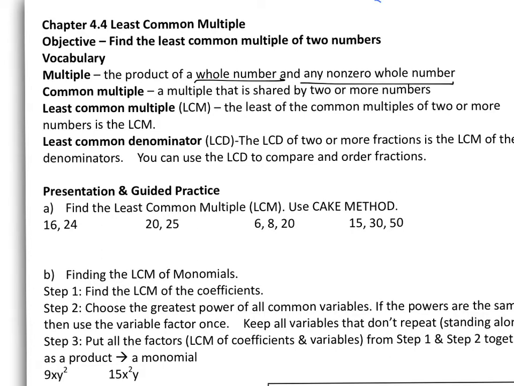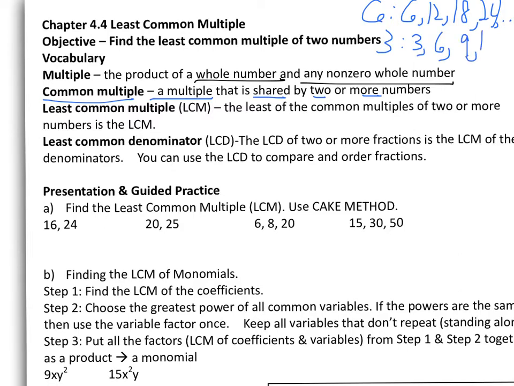So let's take 6 for example. The first multiple will be 6, and then 12, and 18, and then 24, and so forth. Okay, and this takes us to the common multiple. This is a multiple that is shared by 2 or more numbers. So I'm going to add a number here, 3. Multiples of 3 are 3, 6, 9, 12, and so forth.